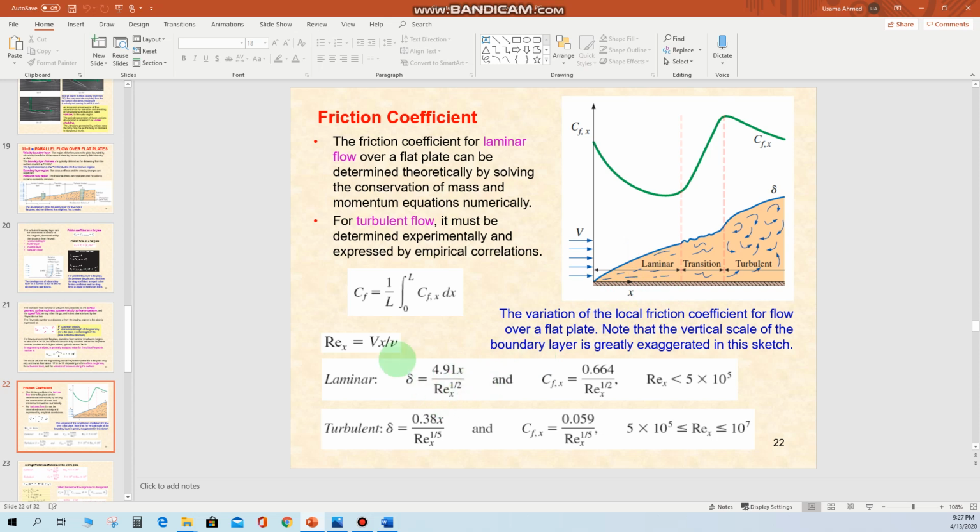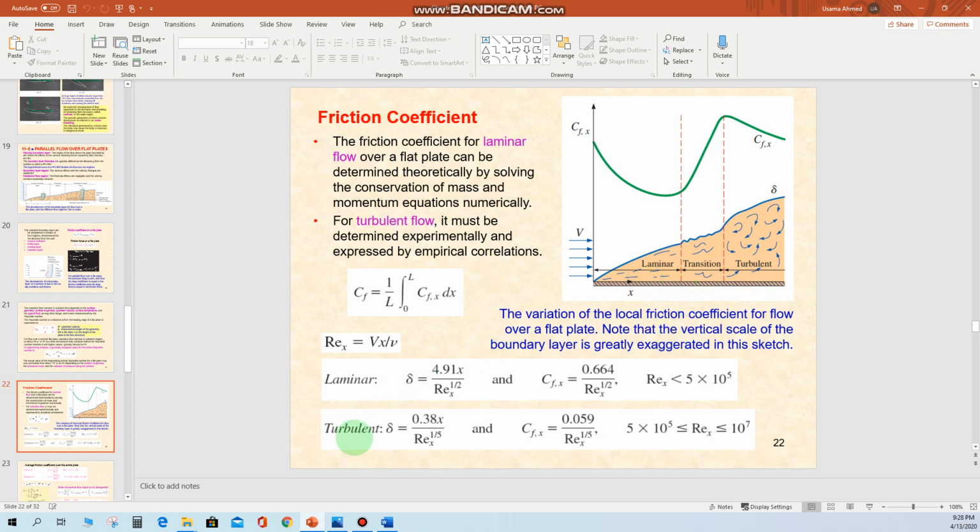The Reynolds number equation, we know this one. Now this C_fx represents the local friction coefficient. For example, for this flat plate, if you want to calculate the friction coefficient at this point, you can use this equation directly: 0.664 divided by Reynolds number raised to power 1 by 2. So you calculate the value for the Reynolds number, and then use this equation to get the local friction coefficient. If we are supposed to calculate the total friction coefficient, we will show you some other equation.